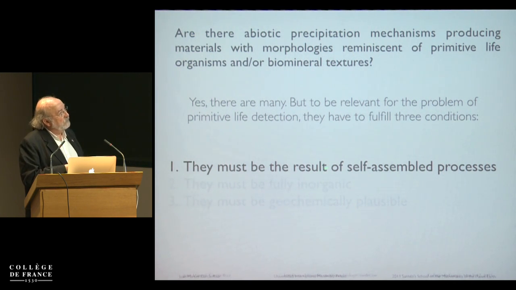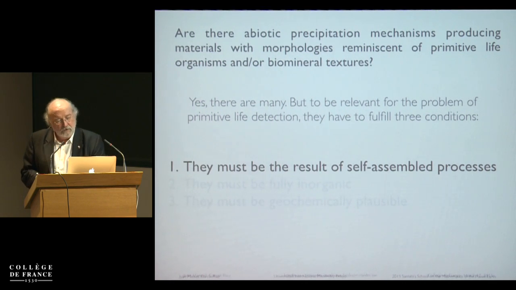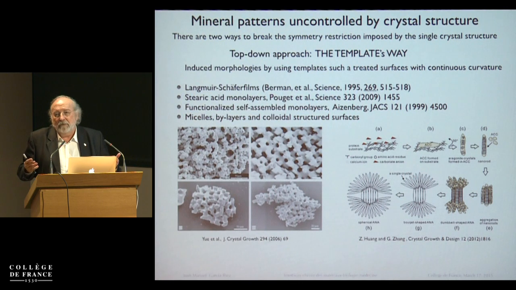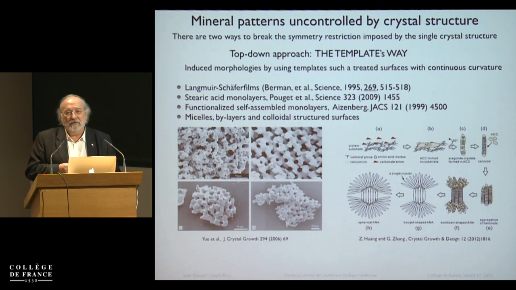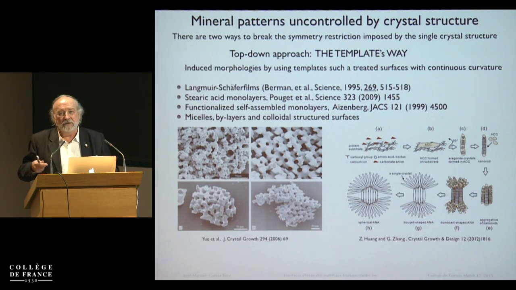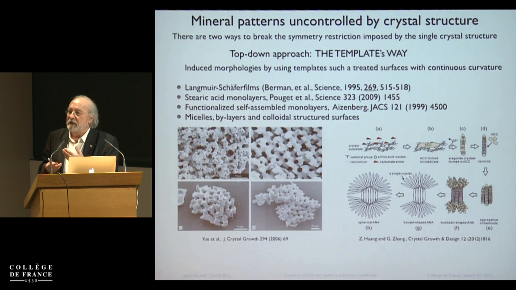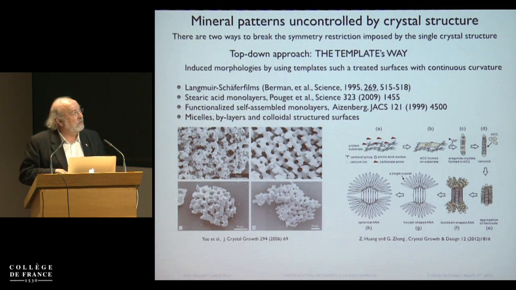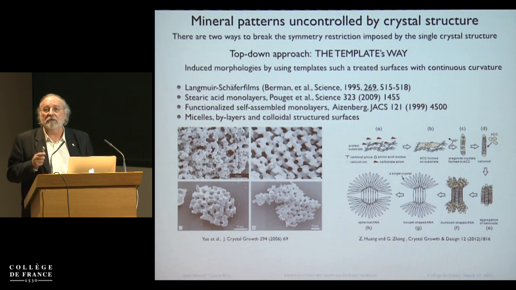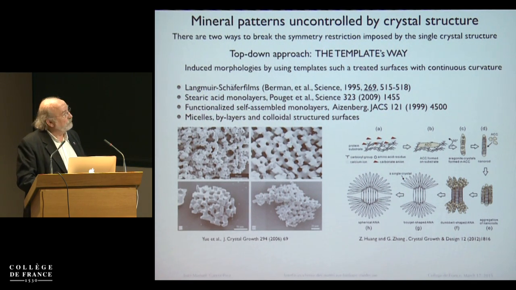The first one is that they must be the result of a self-assembly process, because otherwise we can use many of the techniques that we use normally in the lab in order to produce material mimicking life. So we can make a continuous curvature of crystal just by taking a surface with a curvature, and then we have epitaxial growth on this surface. But this will be something induced, right? It's a morphology induced by the process in which we create the material. However, if we are looking for something that appears by a natural process in the planet, then we have to look for some self-organized process, self-assembly process.